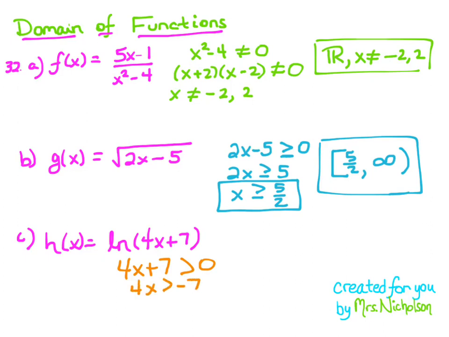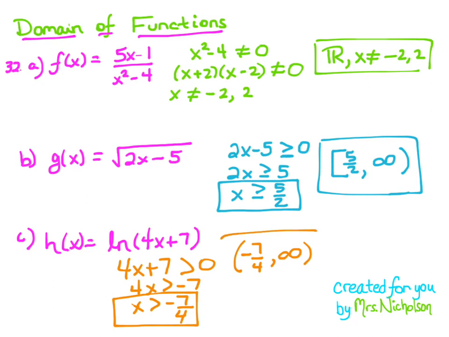4x greater than negative 7, x greater than negative 7 divided by 4. So we could express our domain that way, or if we want to use interval notation, negative 7 over 4 with the parentheses because it's not included, to infinity. Either one of those would be correct answers.